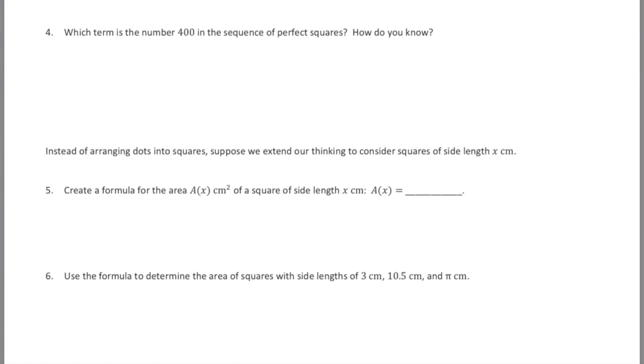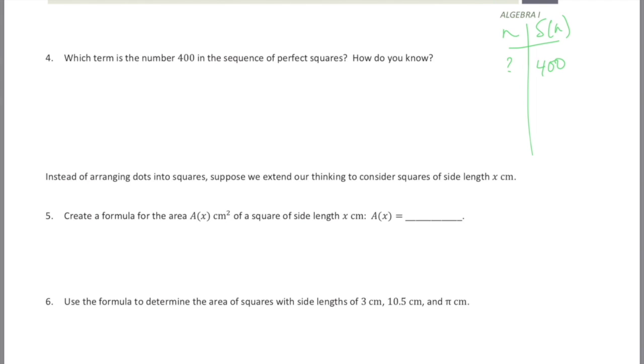Now let's think about which term the number 400 is in the sequence of perfect squares. We would have to do the same thing that we did in the other problems. We have S of n equals n squared, and we plug in 400 equals n squared. When we take the root of 400 in your calculator, you'll see that 40 times 40 make up 400. So n is going to be equal to 40. That means 400 is going to be the 40th term.